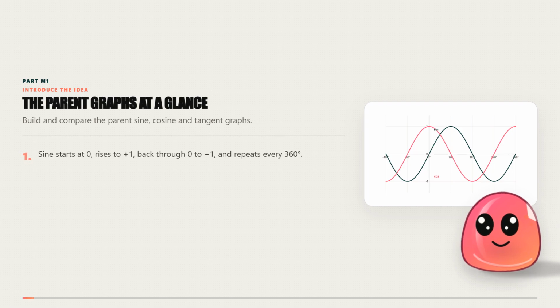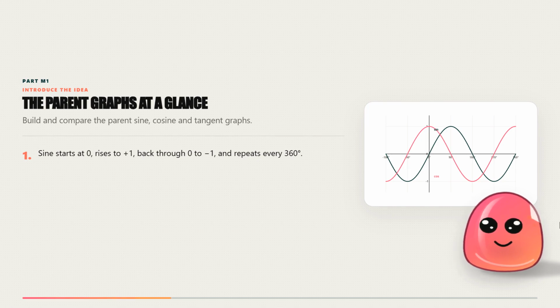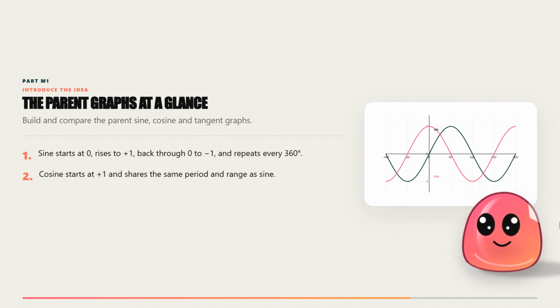Build and compare the parent sine, cosine and tangent graphs. Here's the key idea. Sine starts at 0, rises to +1, back through 0 to -1, and repeats every 360 degrees. Cosine starts at +1 and shares the same period and range as sine. Tangent is not a wave, it repeats every 180 degrees, has asymptotes, and never reaches a maximum or minimum, so it has no amplitude.